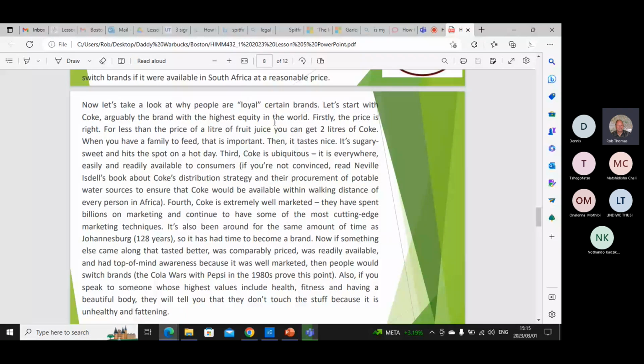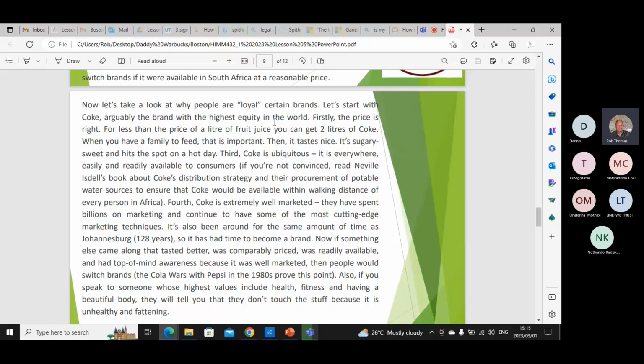Okay, fourth, guys, Coke is extremely well marketed. They have spent billions on marketing and continue to have some of the most cutting-edge marketing techniques. It's also been around for the same amount of time as Johannesburg. This is now old because Johannesburg is now 135, I think, not 128, or even older. I wrote this article some time ago. So it has had time to become a brand.